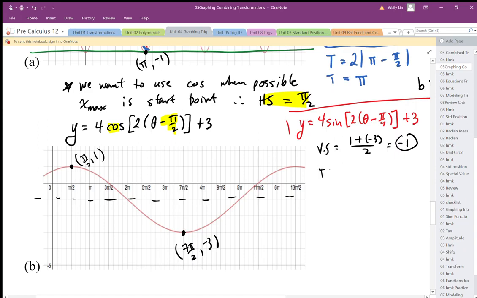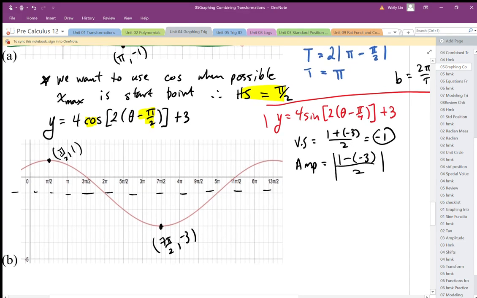My amplitude is going to be half of the distance between the two. So I want distance, so I'm going to subtract 1 minus negative 3 divided by 2, and I want the absolute value of that. So it's going to be 4 divided by 2, or 2, and notice that, yeah, my amplitude is 2. Okay, so there's my amplitude.